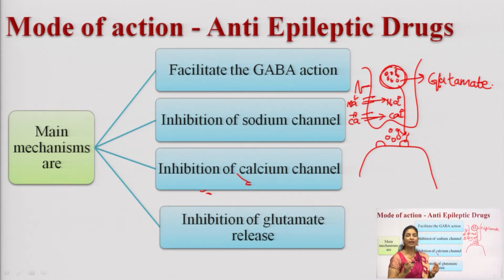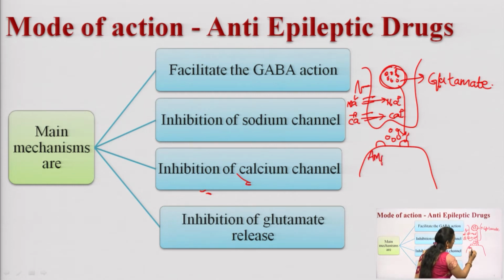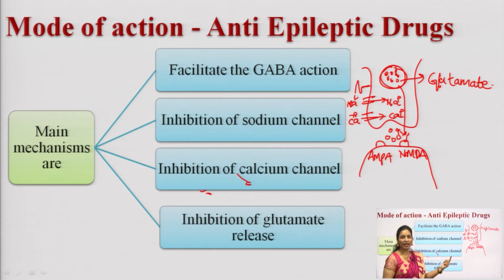Glutamate has mainly 2 types of receptor. One is the ionotropic receptor and the second is the metabotropic receptor. Which receptor is responsible for epilepsy? Ionotropic receptors are responsible for epilepsy. So, what are the ionotropic receptors here? One is the AMPA receptor and the second one is the NMDA receptor.